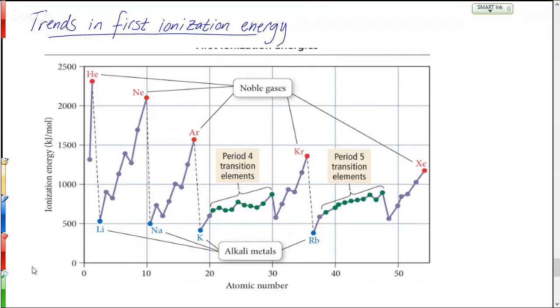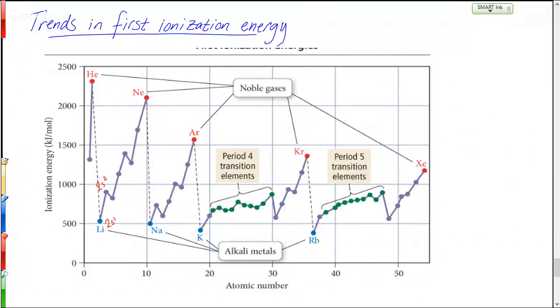Yeah, you see that? Like in the second row, you got lithium here, you got beryllium, and then all of a sudden it's easier to remove boron's first electron than beryllium's. Because the second one is a completely filled s orbital, and the third one is an unfilled p orbital. Yeah, so let's look at the valence electrons here. Lithium's valence electron is going to be the 2s electron. Beryllium's going to be the second 2s electron.